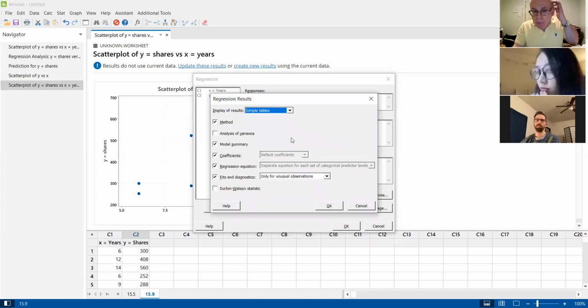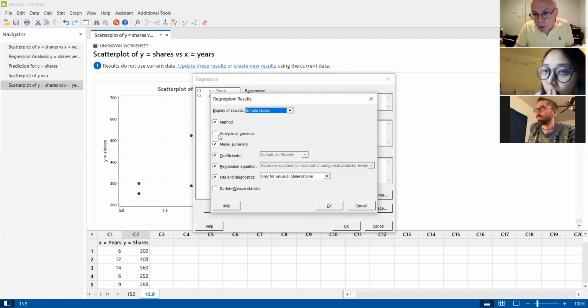This is where, if you are in this here, you might see analysis of variance box checked. I would uncheck it because we didn't cover that in this course, and it might be a little confusing to you at this point to see a separate report on analysis of variance. You may not know what that means. So we're going to skip that, all right?